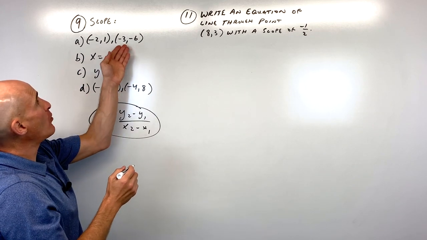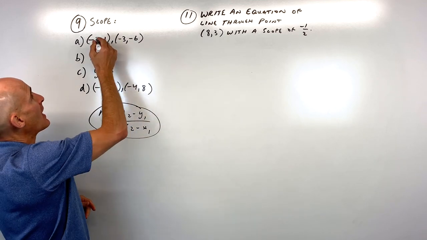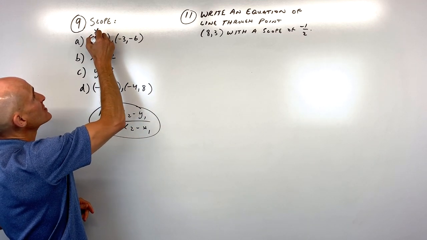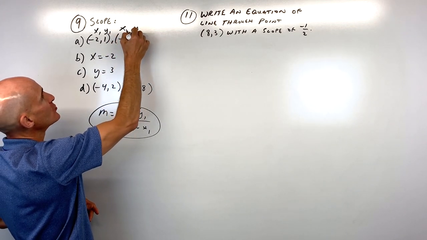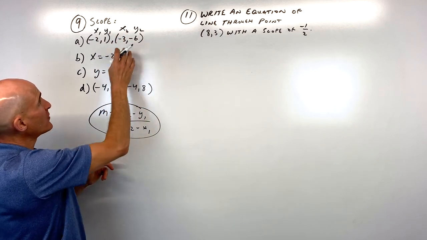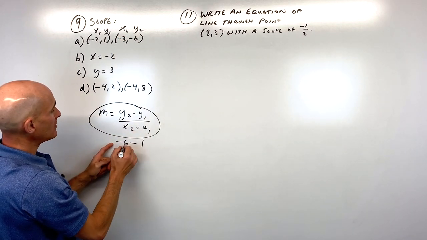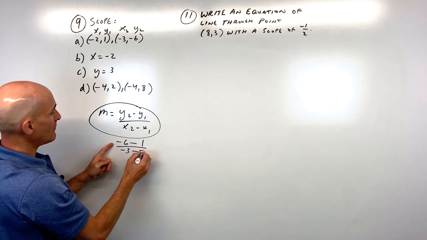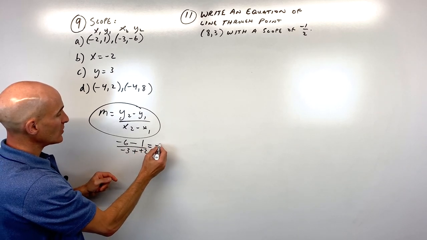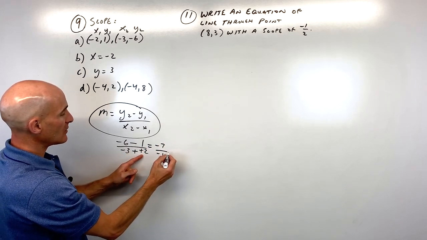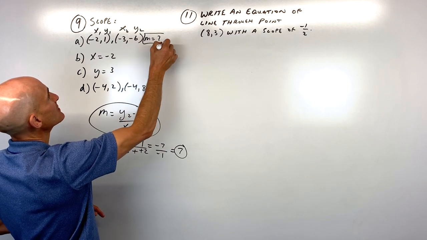Now when you look at the 2 points, you can call this point 1 or this point 1, this point 2 or this point 2, but I'm going to pick this first one. I'm going to call it point 1. So this is x1 comma y1. That just means point 1. And then x2, y2. So all I'm going to do now is substitute in the values. So we have negative 6 minus 1 over negative 3 minus negative 2. Now remember, when you subtract, it's like adding the opposite. So we get negative 7 over negative 1, which equals positive 7. So this one has a slope of 7.